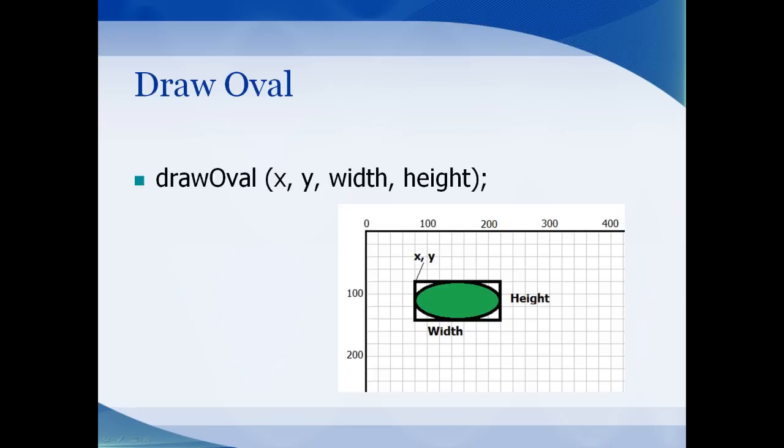Anyway, then the width and the height of the rectangle are the width at the widest point and the height at the highest point. So it's just like you have this imaginary rectangle around your oval, and those are the coordinates you're giving, but it's just drawing an oval instead.